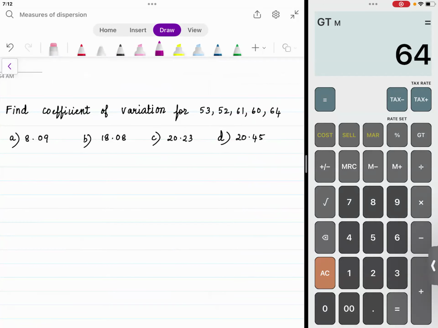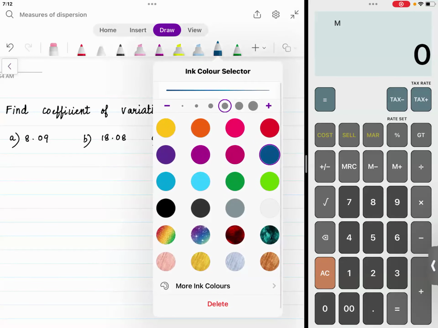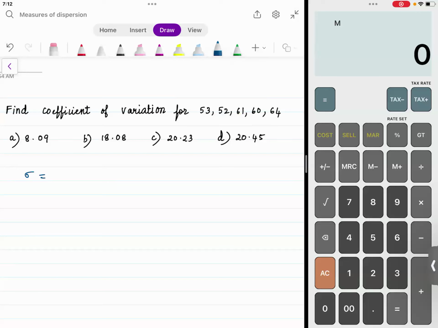Fifth question, they're asking us to find the coefficient of variation for the following data. In order to find the coefficient of variation, let us find the standard deviation first. What is the formula for standard deviation? Sigma is equal to root of summation x square by n minus x bar the whole square. Okay, let us compute these values.